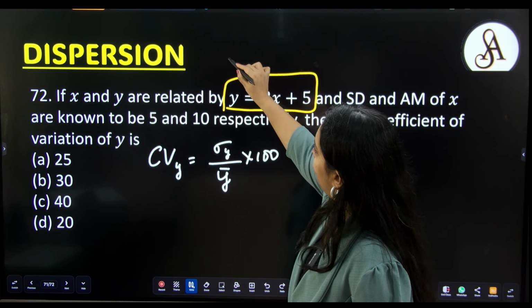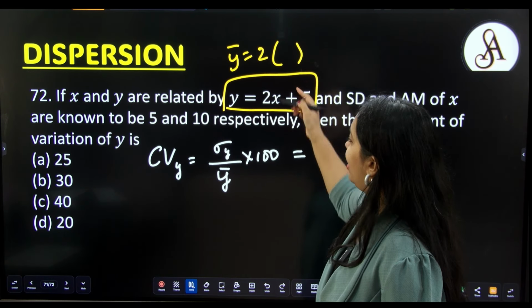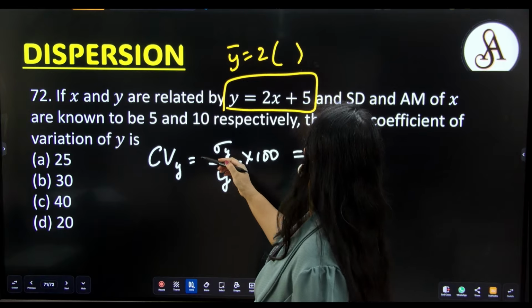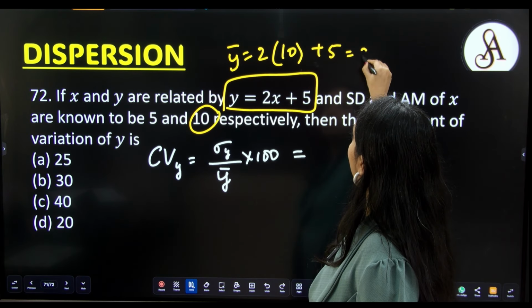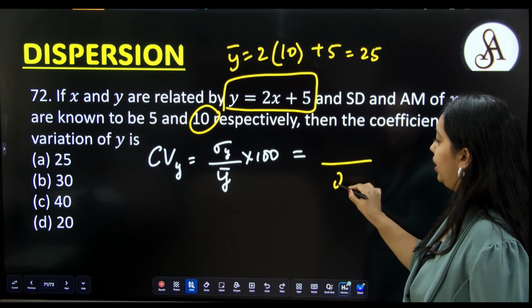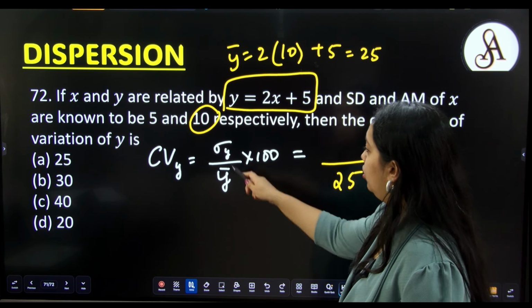What is the y bar value? 2 into x bar value, which is given in the question, plus 5. I'm getting 25. So the denominator is 25, the y bar value.